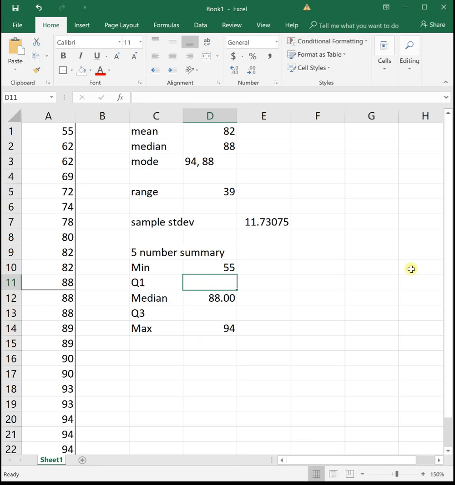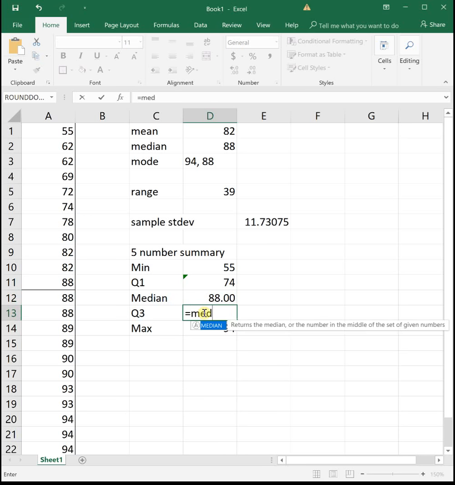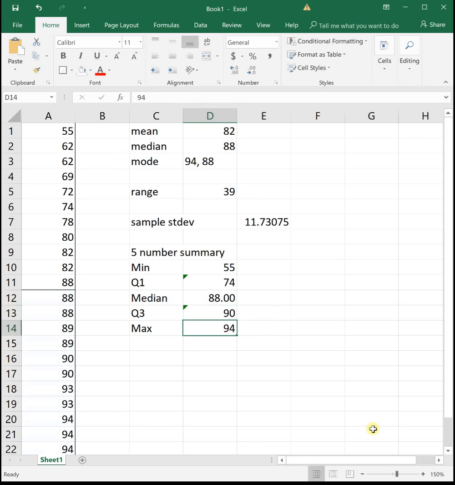So to find Q1, we need to find the median of the top half of the data. So I'm going to do equals median and then highlight just the top half of the data. So the Q1 value is 74, and it thinks I'm forgetting data points. I'm not, it's okay. And then for Q3, we find the median of the bottom half of the data, which is 90.